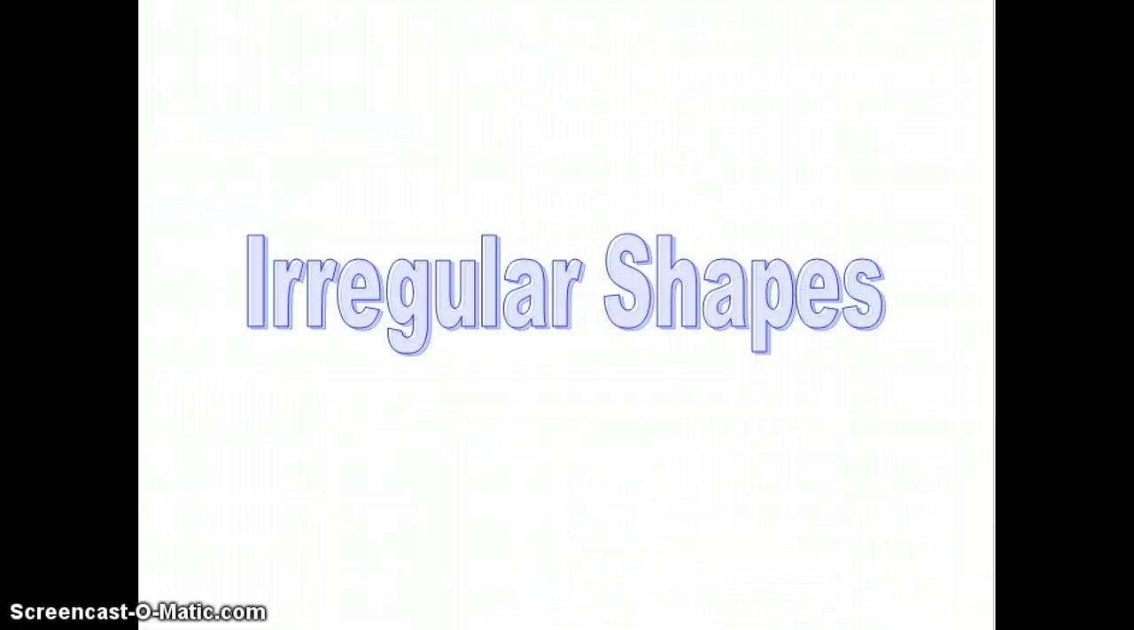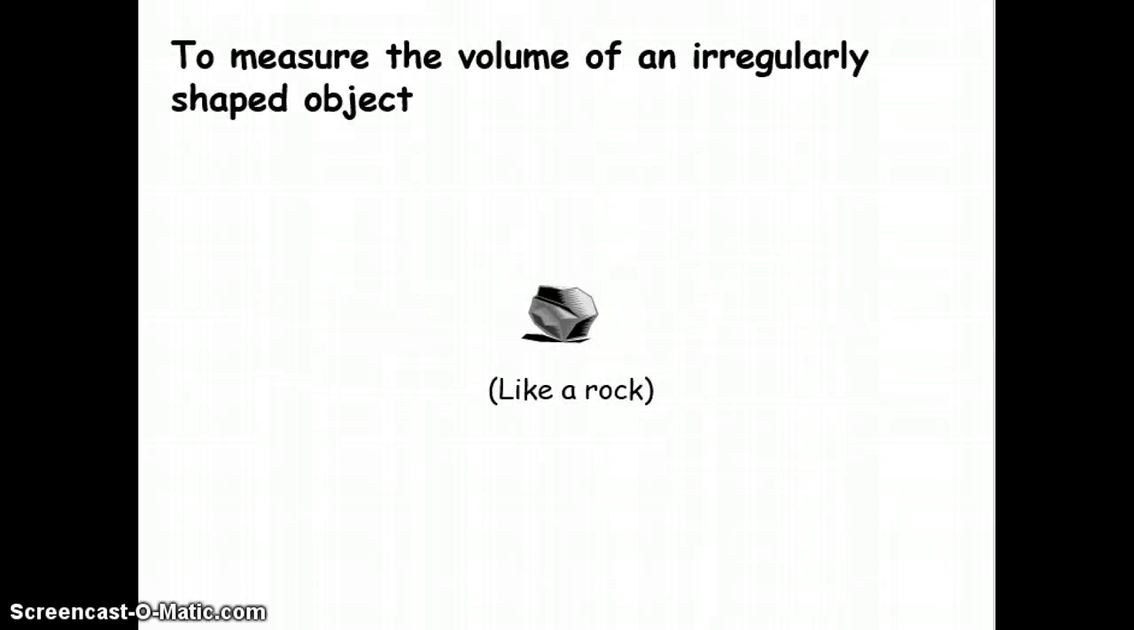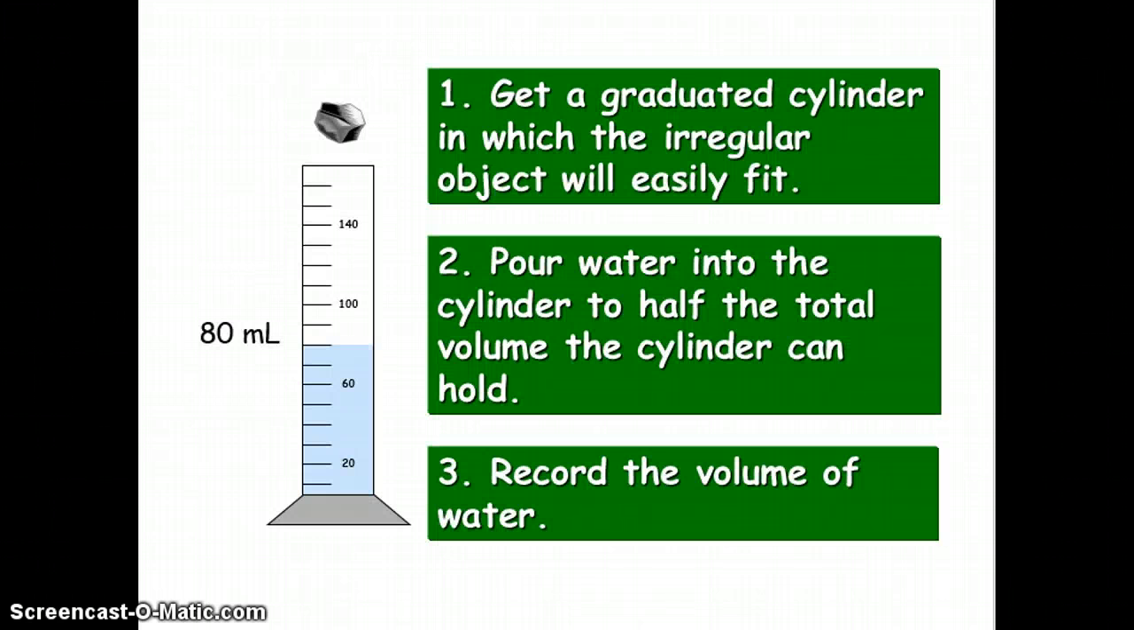We can also find the volume of irregular shapes. To measure the volume of an irregularly shaped object, like a rock, something that is not rectangular in shape, first we get a graduated cylinder in which the irregular object will easily fit. Second, pour water into the cylinder to half the total volume the cylinder can hold. Then record the volume of the water. Here in this example, the first volume is 80 milliliters.